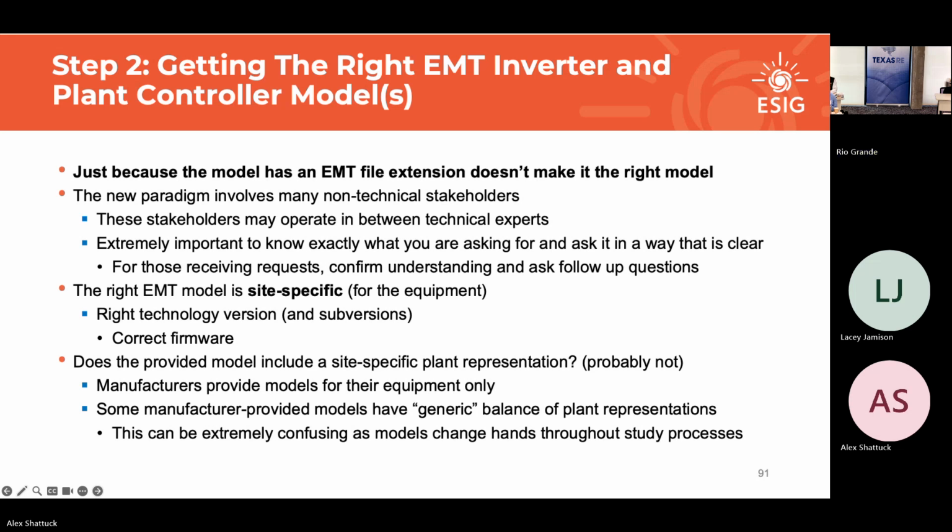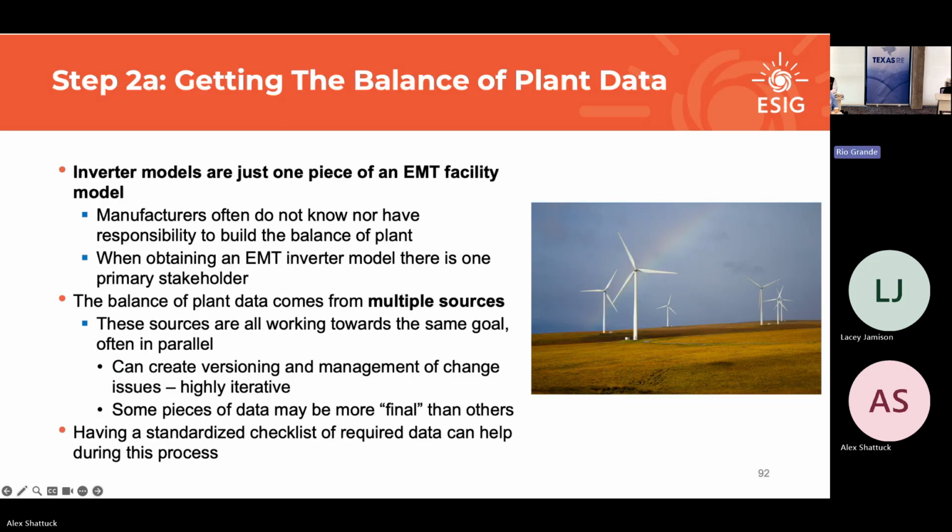Let's see. Yeah, site-specific, really important. Well, I already covered the last piece, so okay. So getting the balance of plant data, the manufacturer is not the person to ask for the balance of plant data. The inverter models and the plant controllers are just pieces of the whole plant. So you're taking the drawings and the data and you're putting those into the balance of plant. We talked about it a little bit throughout.